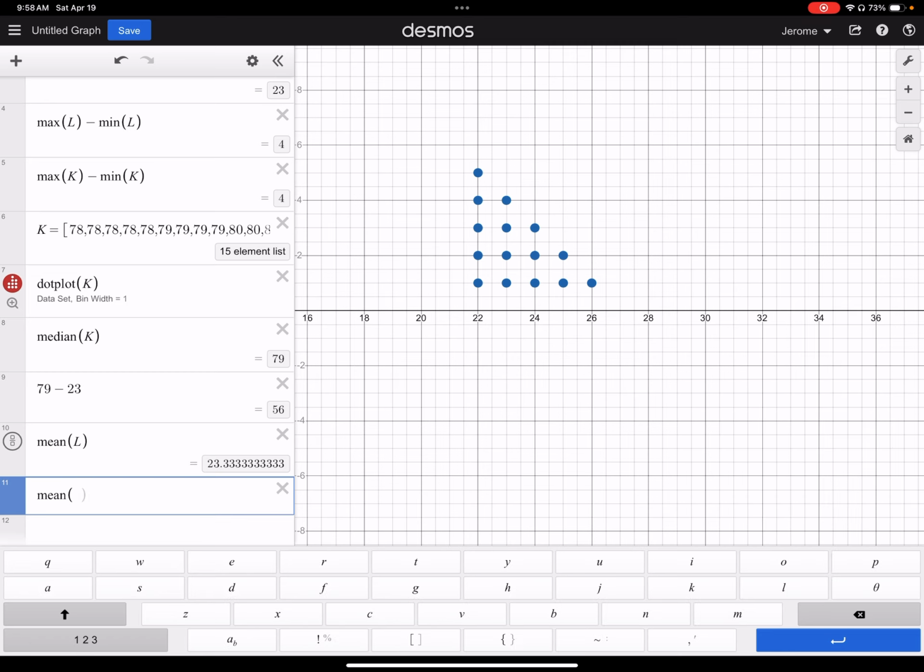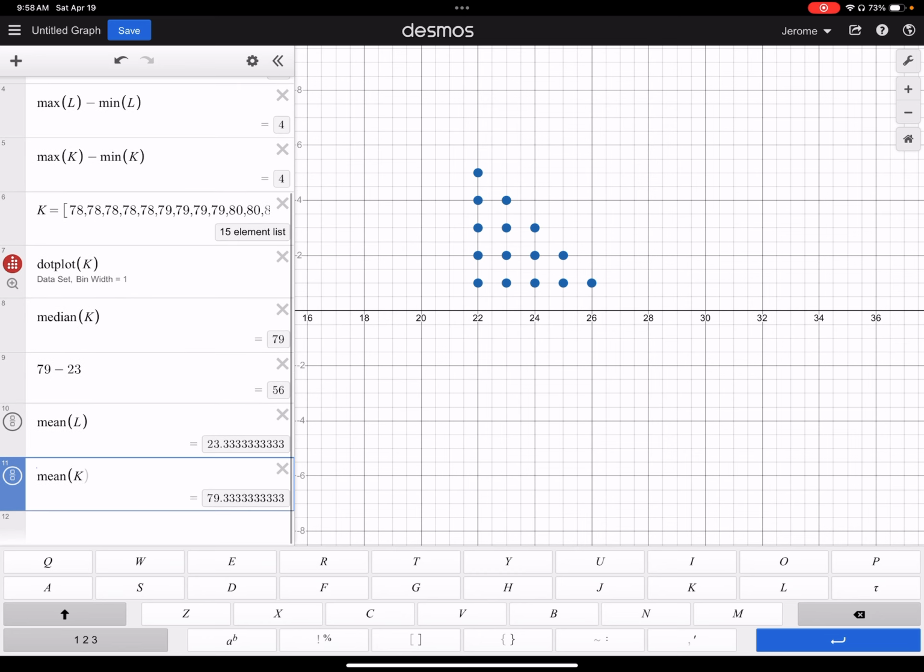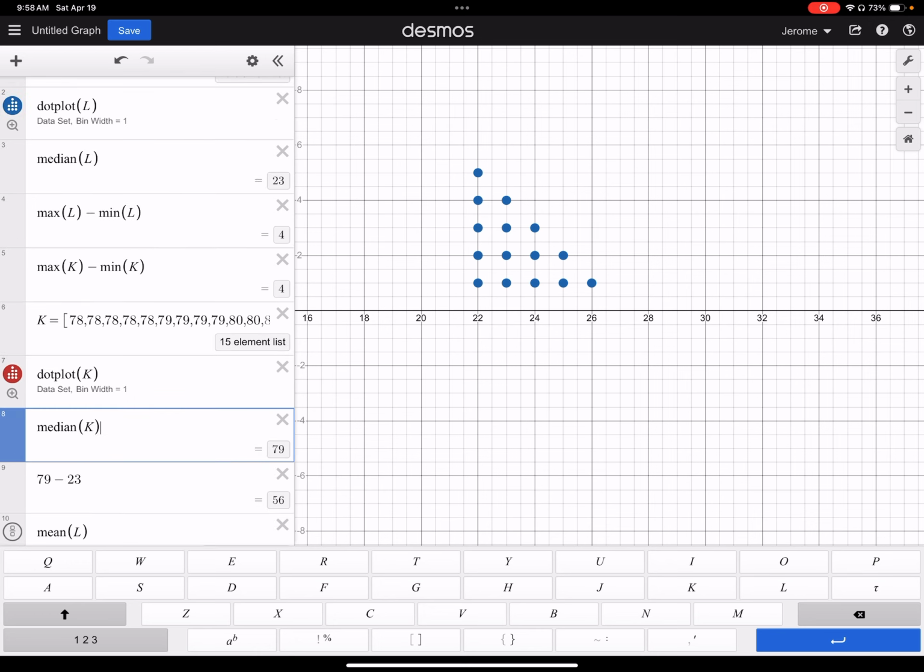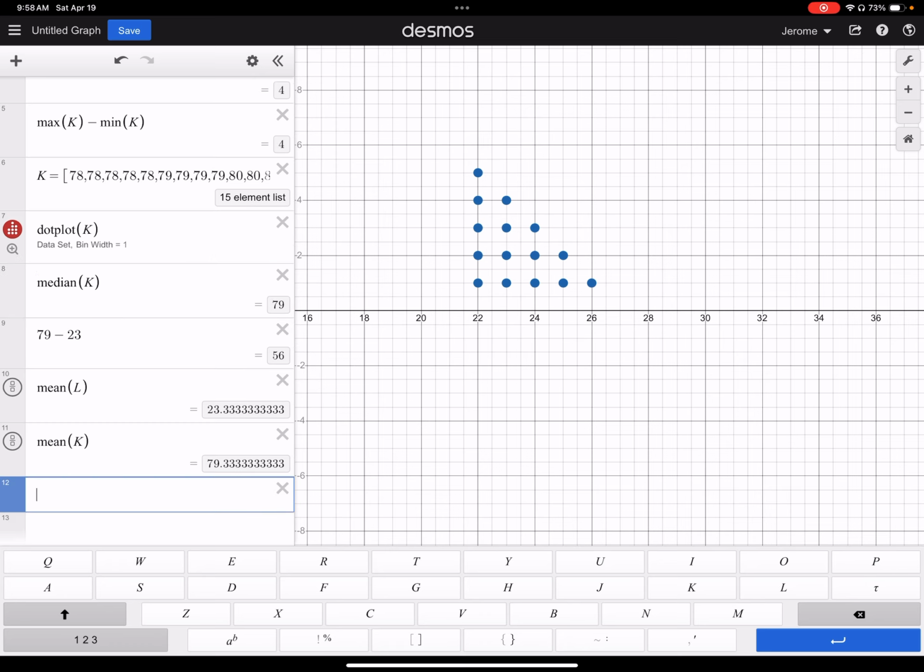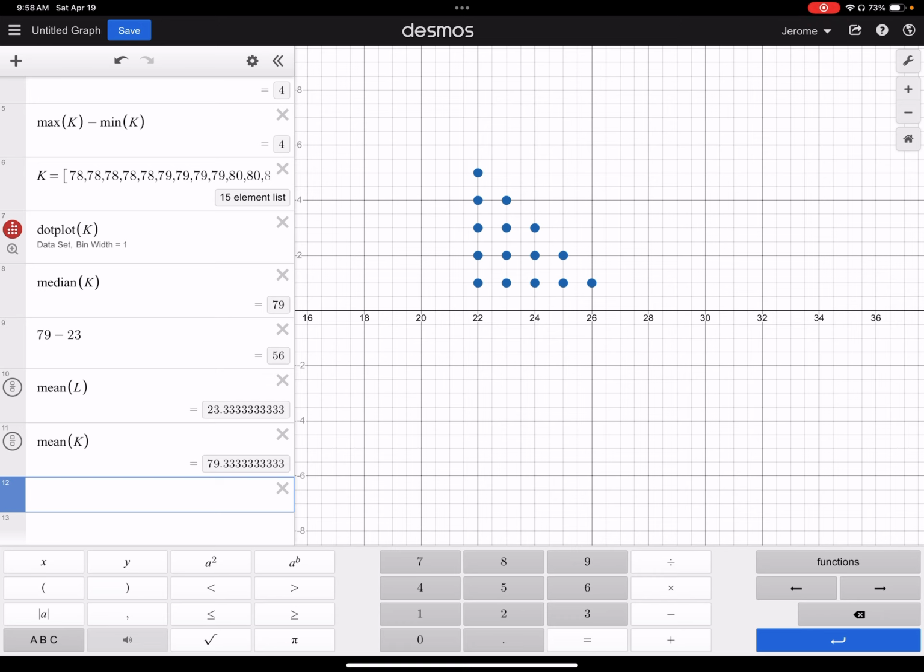So if I do the mean and then put a little k in there, you can see this one is 79.333. And if I notice, that's really close to the median for that other set, that's set K. And I wonder what the difference between those two numbers is. If I were to subtract these, I know the 0.3s would just cancel out. So just do the 79 minus the 23. And then once again, you get 56.